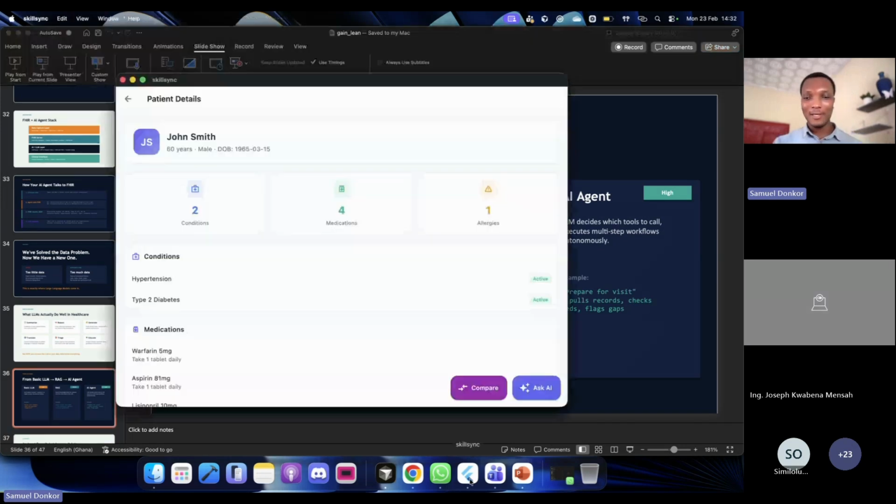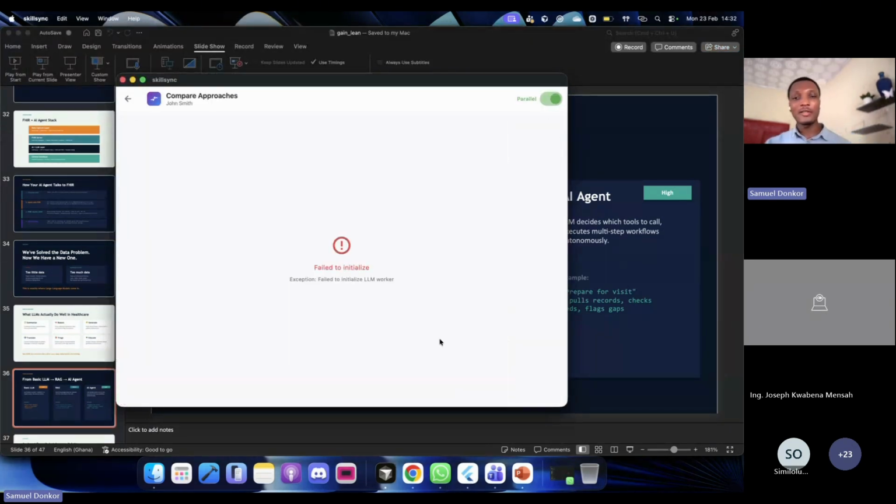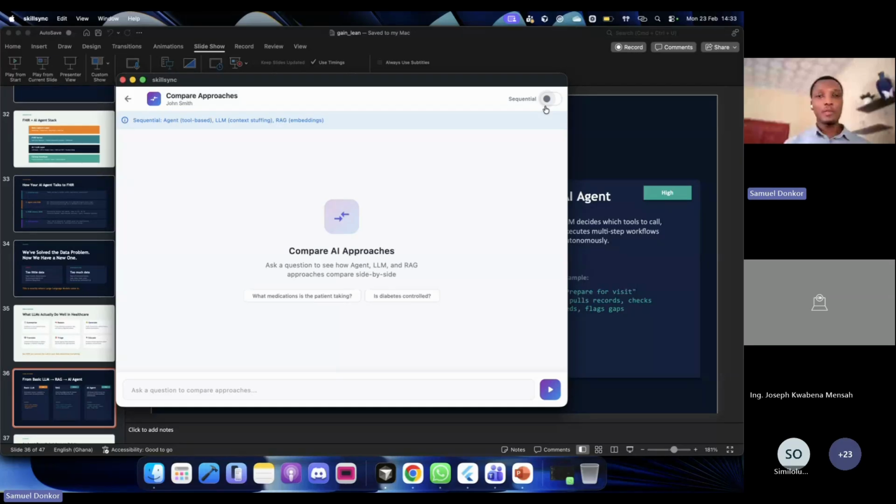Let me bring this up. You're still going to use the John Smith patient. Yeah, let me switch to sequential. What I was trying to do here, for the purposes of time, was make sure the models run in parallel instead of sequentially, so that we can see in real time how much time each of them takes to output a response. But let me switch to the sequential process.